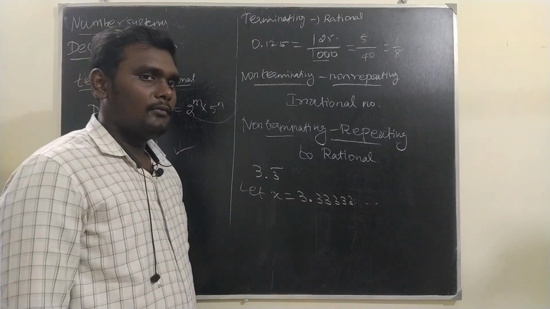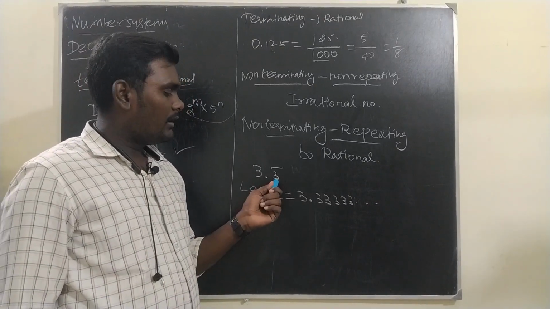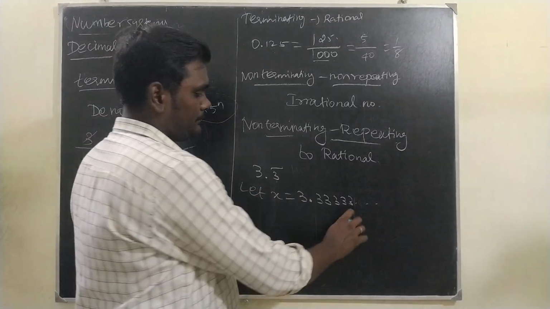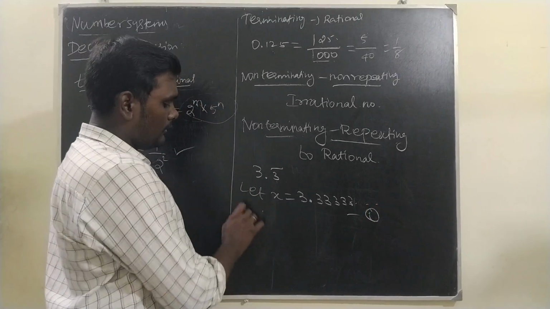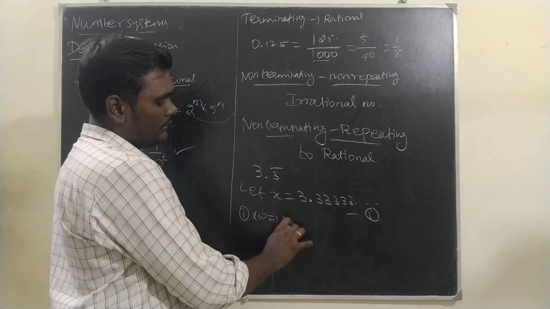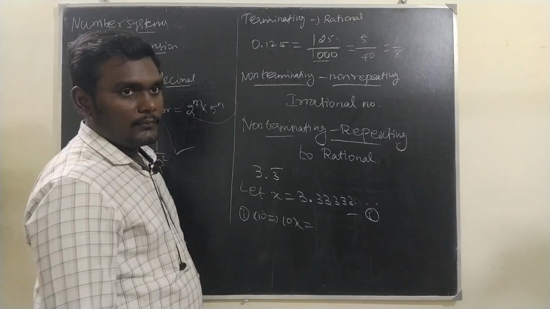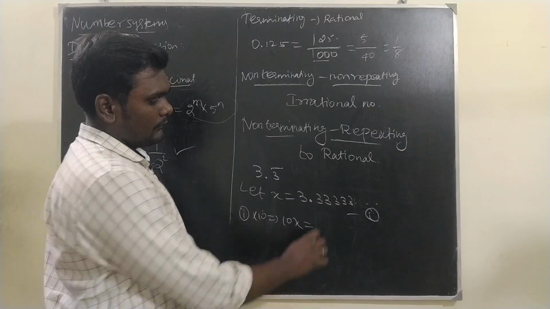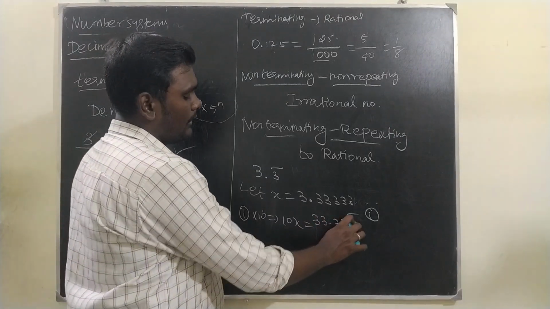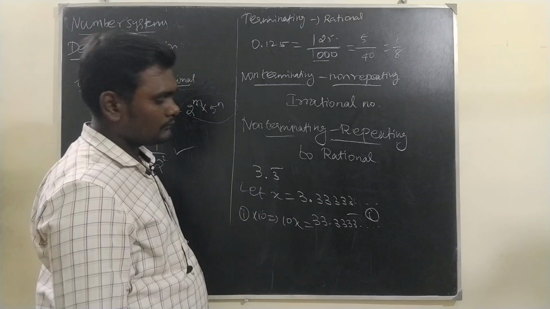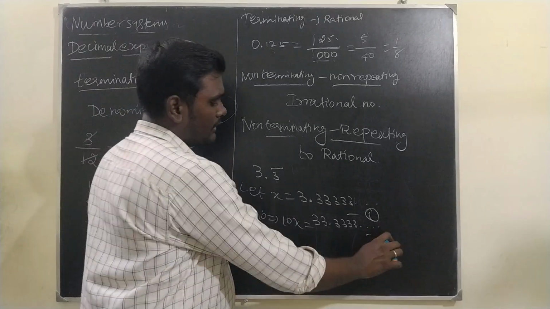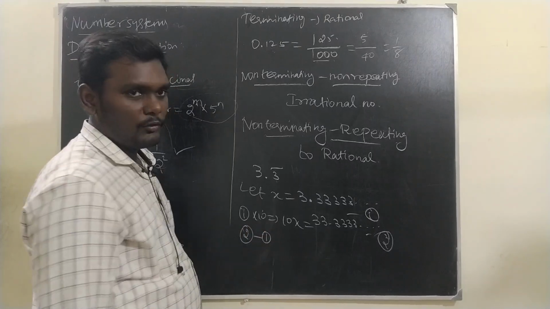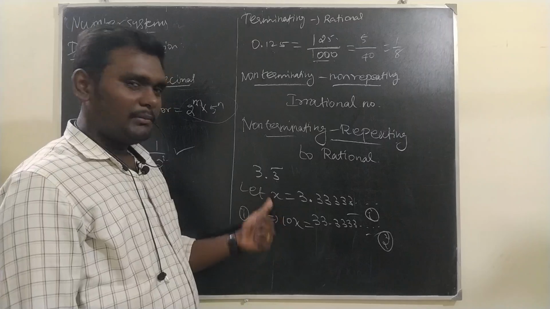And then, very importantly, how many decimal parts are repeating? Only one. So we have to multiply this by 10. So this multiplied by 10 gives 10x. Then what do we have? 33.333. So that is equation 2. Simply 2 minus 1 will do. Why am I doing 2 minus 1? Big number minus small number.